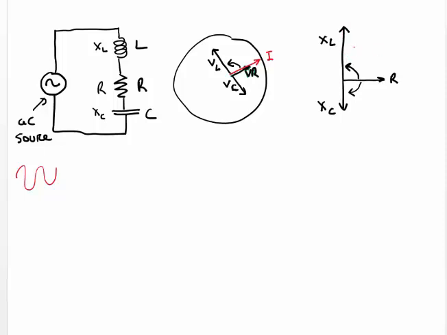And my resistance is about there. And the resultant is called Z. Z equals impedance, measured in ohms. And that's what affects how well the signal gets through the circuit. If it's a low Z, I get a lot of signal. If it's a high Z, a lot of resistance, I get a low signal.